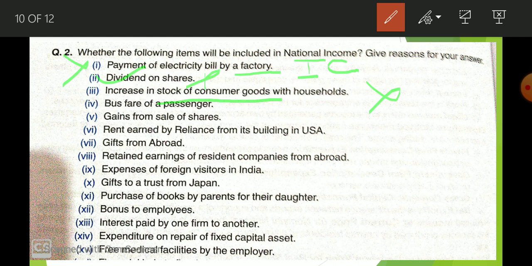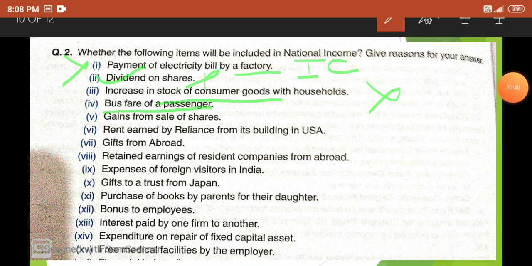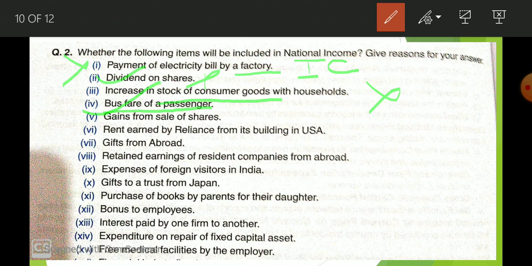Now next is bus fare of a passenger. Obviously it is included. Why? It is private final consumption expenditure. This is the expenditure of people, the household sector. So that is why it is included.